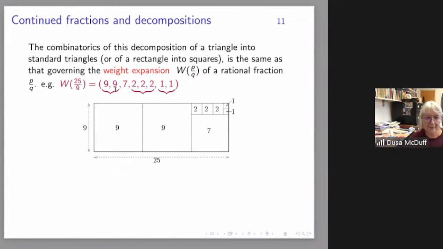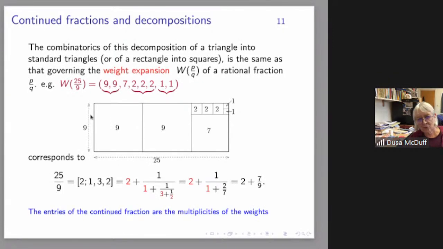And amazingly, that corresponds to the continued fraction decomposition of 25 over 9, which is 2 plus 1 over 1 plus 1 over 3 plus 1 over 2. These numbers, 2, 1, 3, 2, which give you the continued fraction, are the multiplicities of the weight.